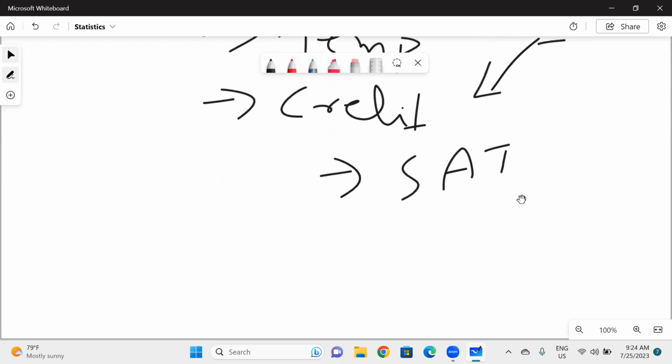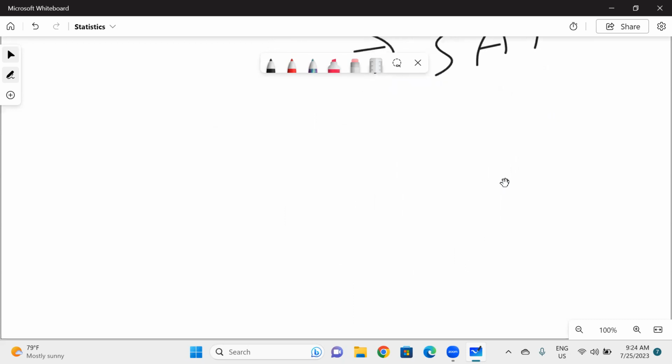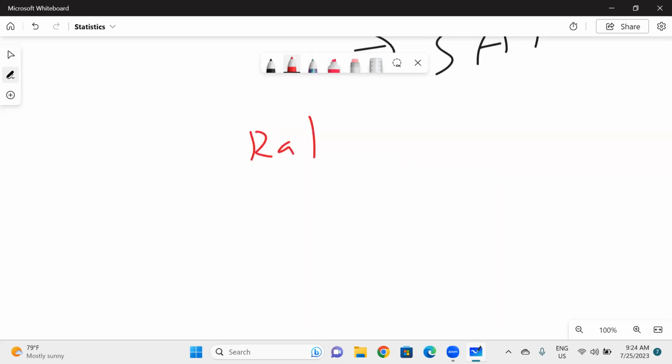So when the data has no true zero value, we call it interval. When the data is interval, we can do statistics like mean, median, mode, and standard deviation. That is possible. And last but not least is ratio. When the level of measurement is ratio, there is a true zero value, and no value can be below zero.